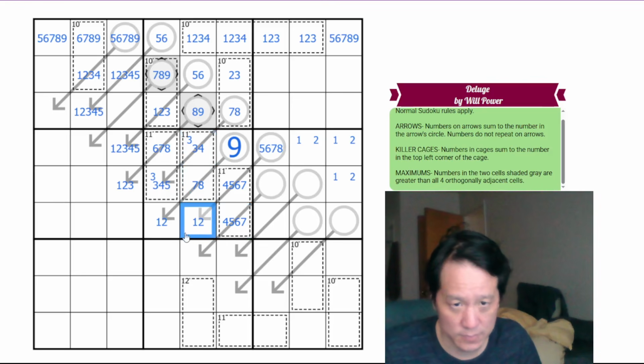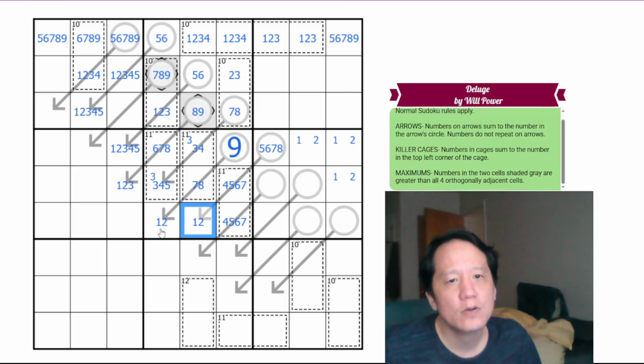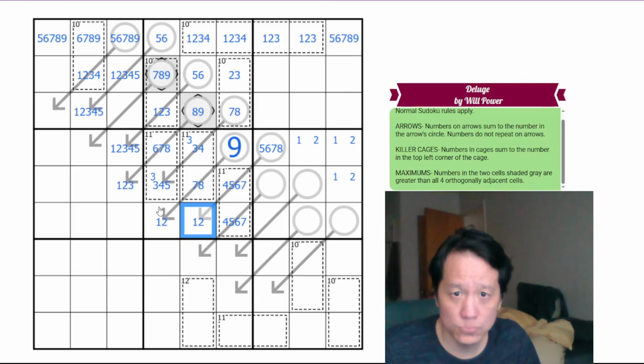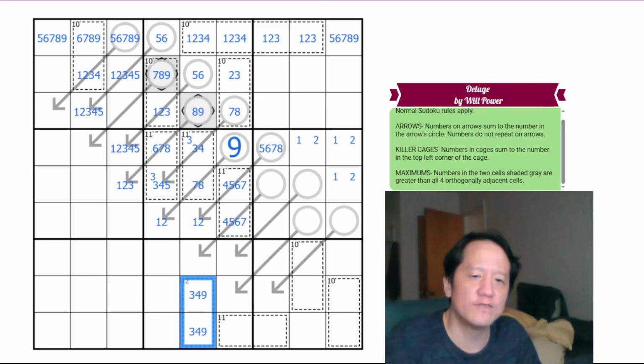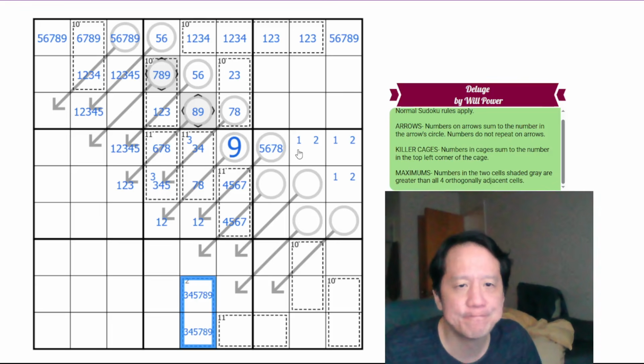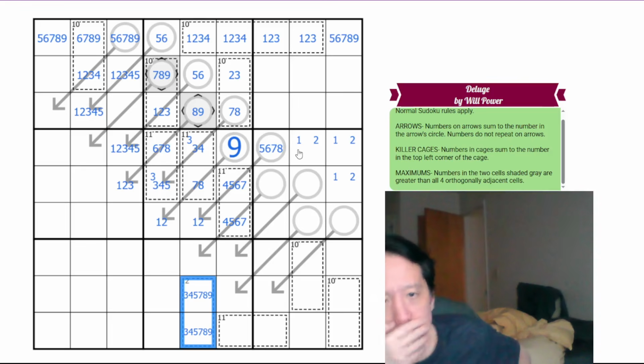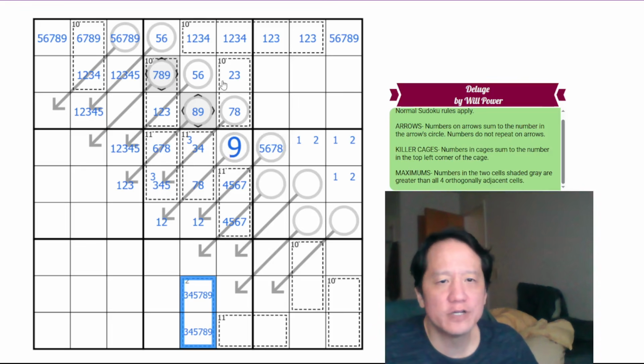What else do we have? Okay. Possible combinations to add up to 12. It's 3, 9, 4, 8, or 5, 7. Let's try to mark the low digits. Maybe that'll help us some. And then we can mark the high digits also.